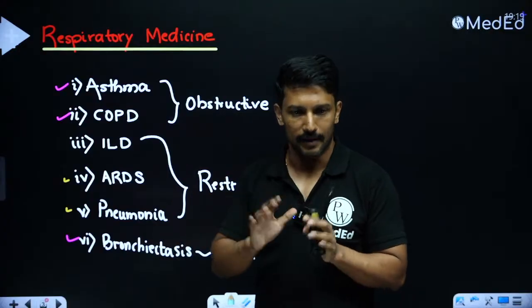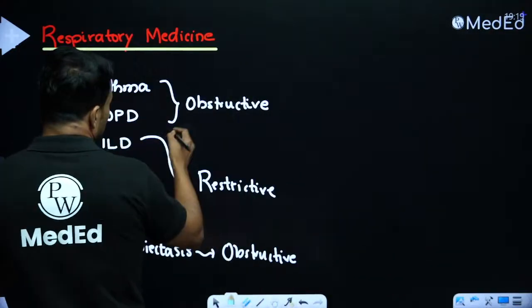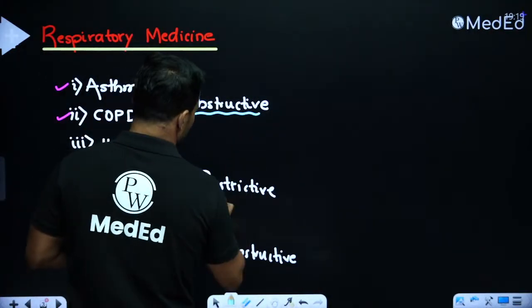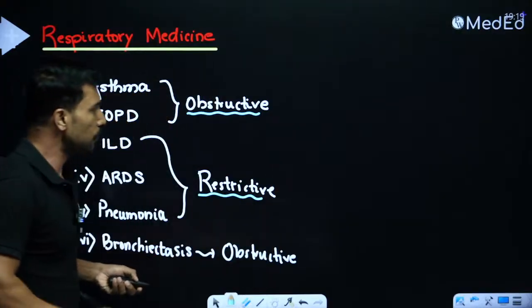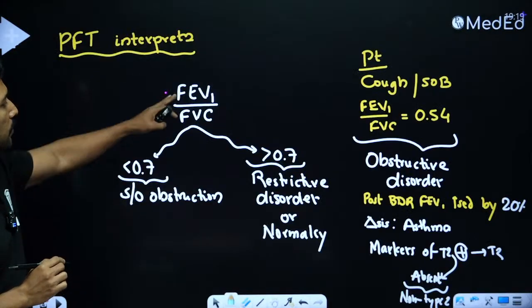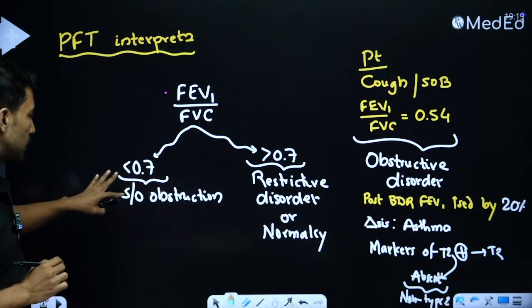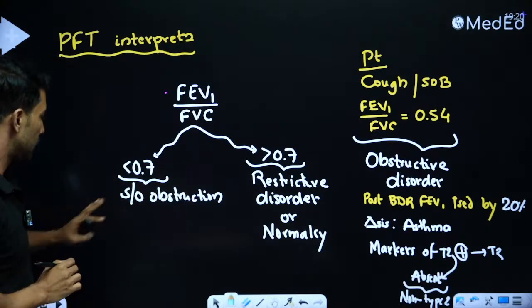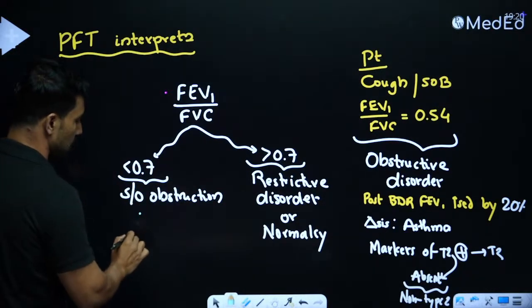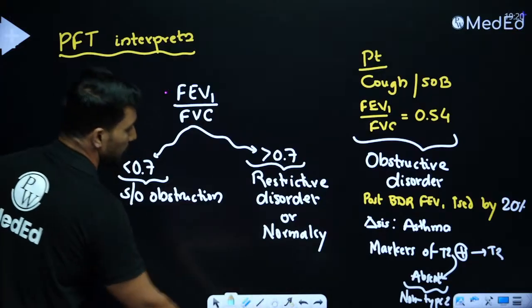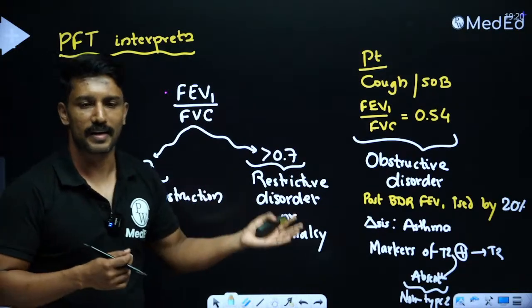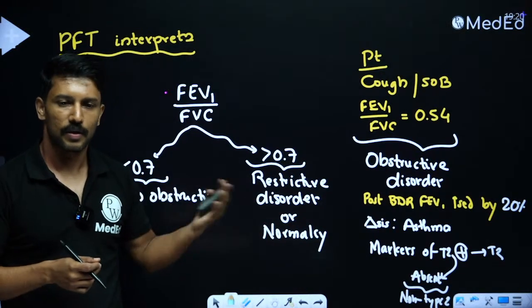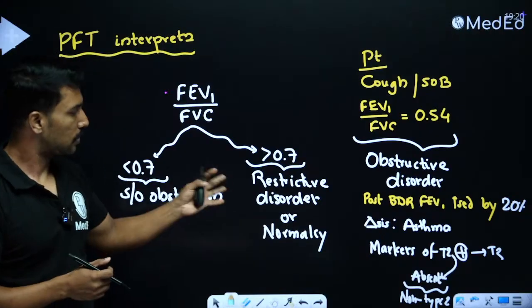Okay. Then, anytime I read such questions, I have to know how to differentiate between obstructive and restrictive. For that, we are taking the help of PFT, primarily looking at the ratio. Ratio less than 0.7 is obstruction, and if it is more than 0.7, it is restriction. If it is obstruction, we are thinking of conditions like asthma, COPD, bronchiectasis. If it is restrictive, we are thinking of conditions like ILD, ARDS, pneumonia, pleural effusion, those conditions.